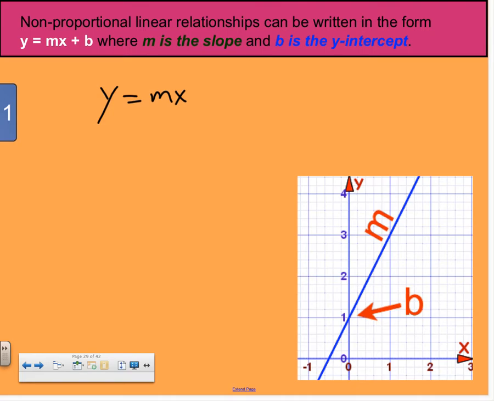All right, so before we learned this equation, y equals mx, and it was proportional or a direct variation, and it traveled through what specific point on a graph? The origin, very good, or the point 0, 0.